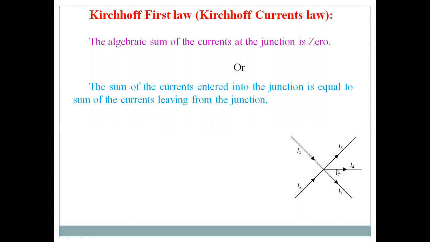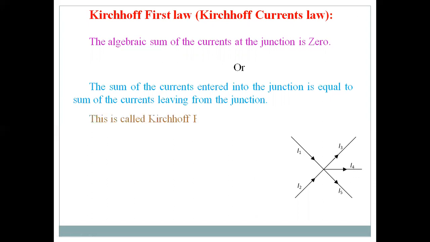For example, in this diagram, this is a junction. Two currents are entering into the junction, that is I1 and I2, and three currents are leaving from the junction, I3, I4, and I5. This is one of the simplest examples, like a socket in our house. From a single socket, we are connecting a TV, telephone charger, and any other electronic or electrical instrument. In such cases, how can we calculate currents I3 or I4 or I5?